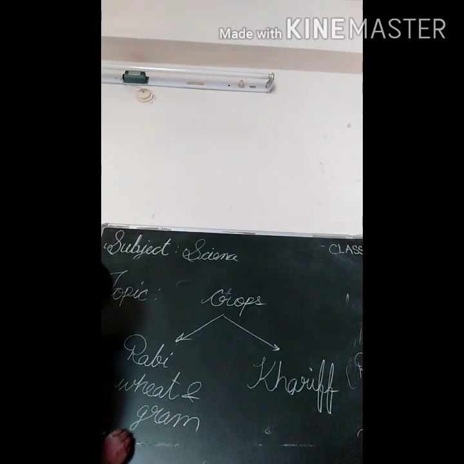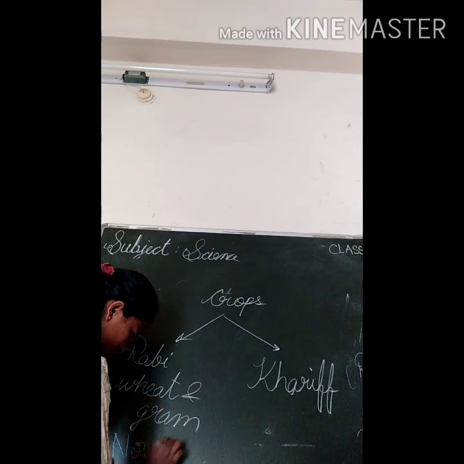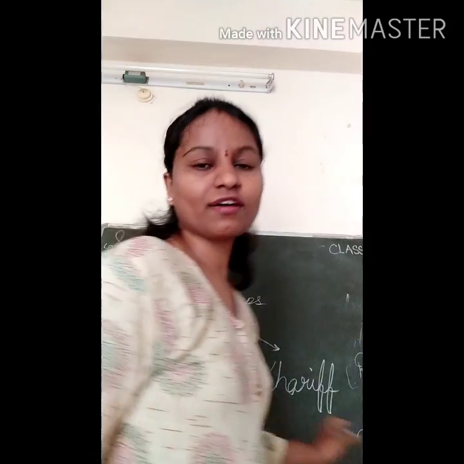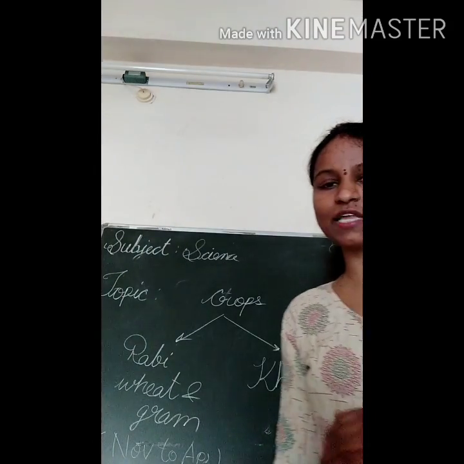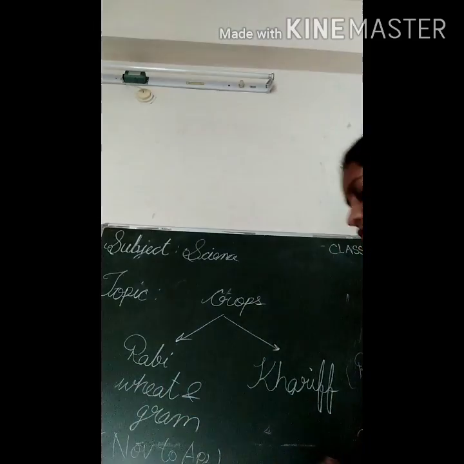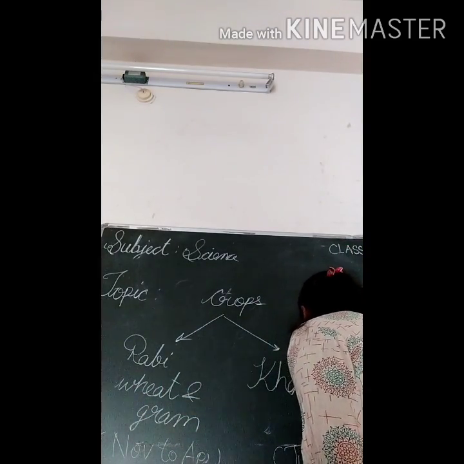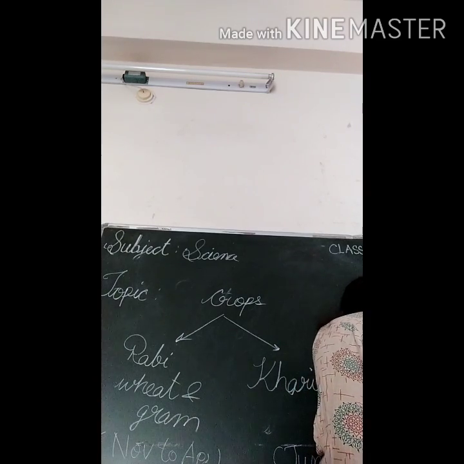Here you can see the wheat and gram from November to April. Most of the time they can ask this in the examination, when the Rabi crops are grown by the farmers and when the Kharif crops are grown by the farmers, from June to October. This you have to remember, children. Okay, children?